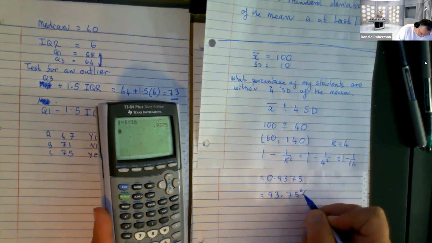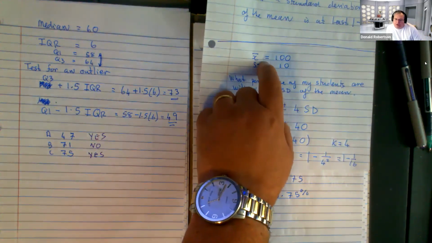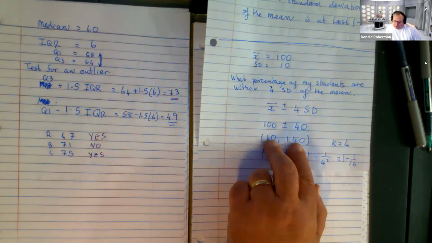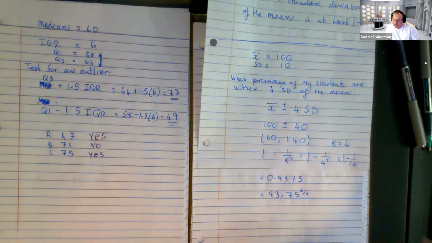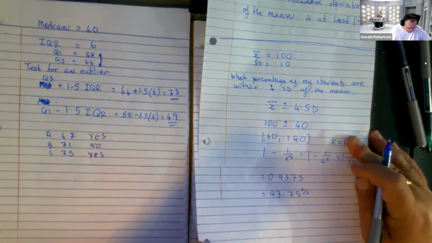And I prefer, as most people do, percentages. So I can tell you right now that if the mean was 100 and the standard deviation is 10, then the number of people within 4 standard deviations of the mean, which is between 60 and 140, is 93.75% of my students, at least that amount, maybe even more. We can now use the standard deviation to give you ideas about what various intervals would look like. Right. Let's do another one.